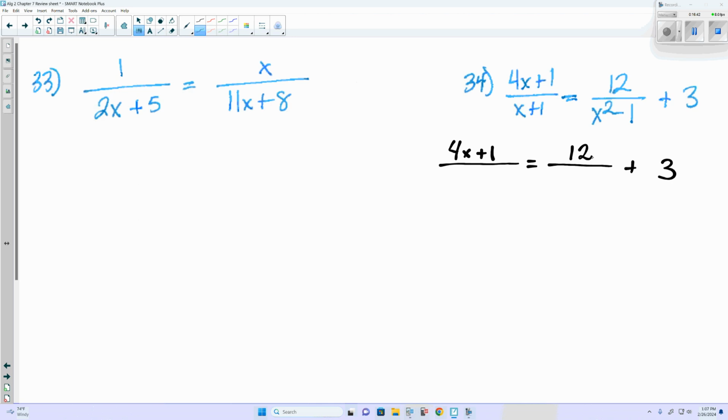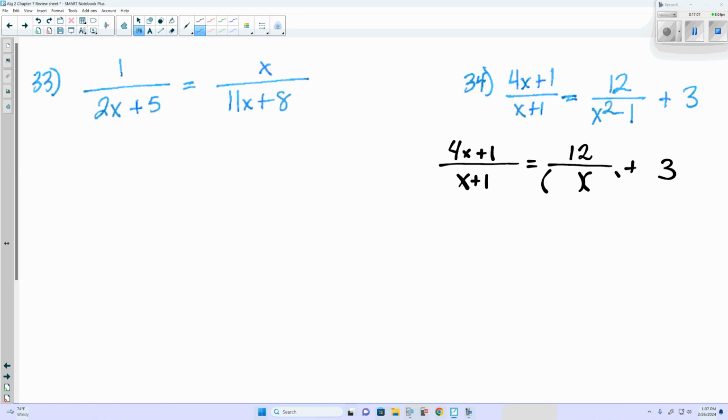So 4x plus 1 and 12 are not factorable anyways, but even if they were, we're not going to factor them, because if they did factor, we would have to unfactor them to be able to solve. It's just an additional step. But the denominators we do need to factor. Now x plus 1 does not have a greatest common factor. There is nothing to simplify, so it's just x plus 1.